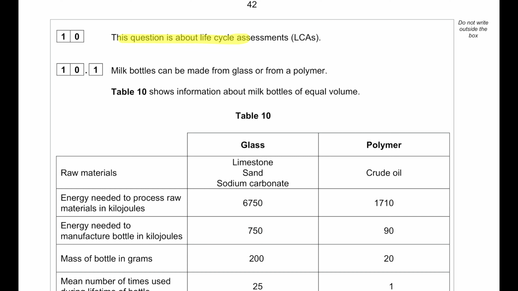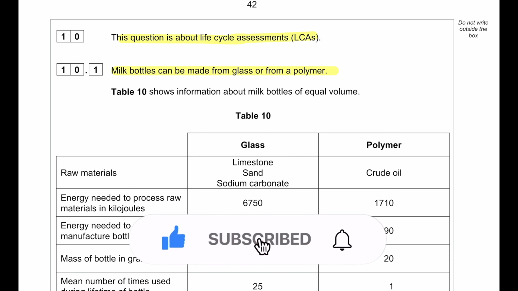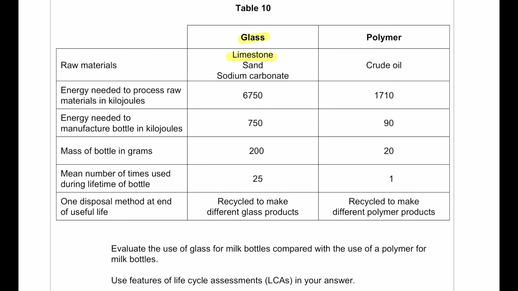This question is about life cycle assessment (LCAs). Milk bottles can be made from glass and from a polymer. Glass is made from limestone, sand, and sodium carbonate. It requires 6750 kilojoules of energy input, and the energy needed to manufacture the bottle is 750. The mass of the bottle is 200 grams, and it can be used 25 times, or recycled to make a different glass product. We are able to do that.